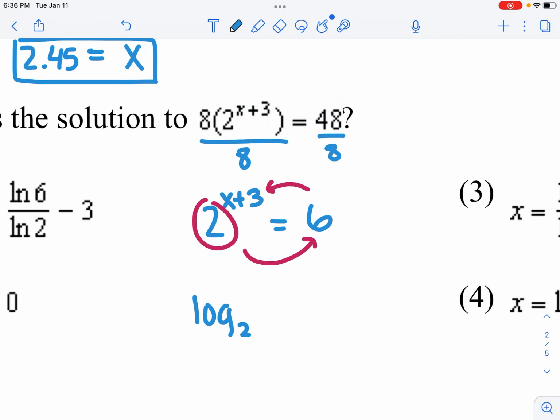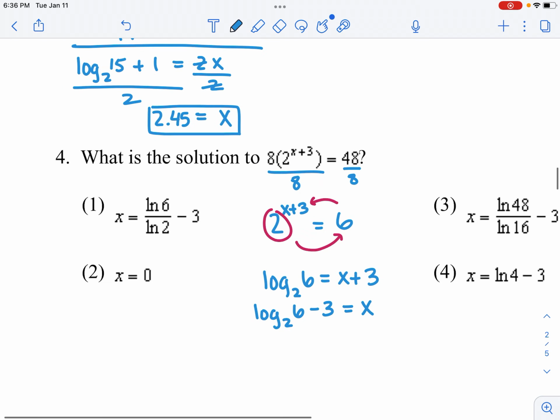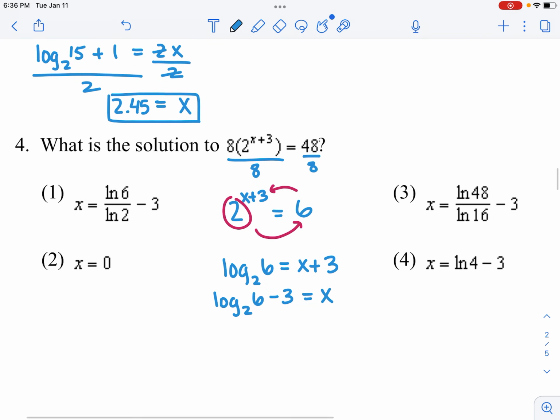So we have log base 2 of 6 is equal to x plus 3. And then we'll just subtract 3. Now, with this question, we did get the answer, but when you look at all the choices, there's actually no choice that matches it. So we're going to talk for a moment about change of base.